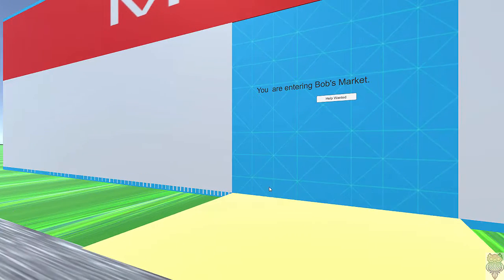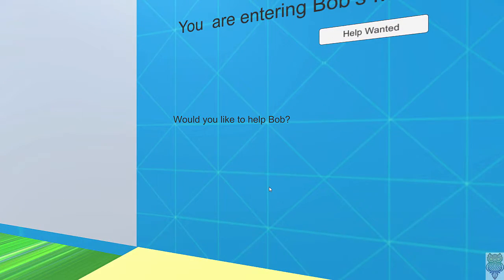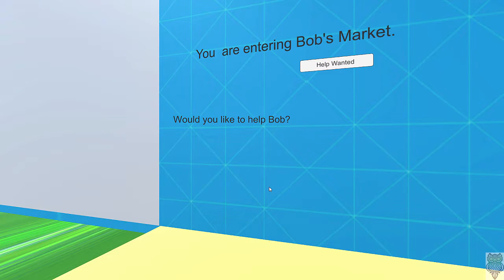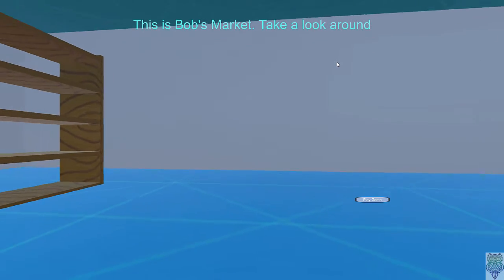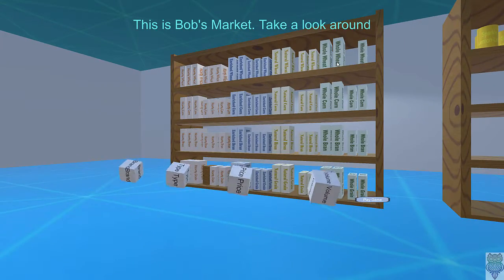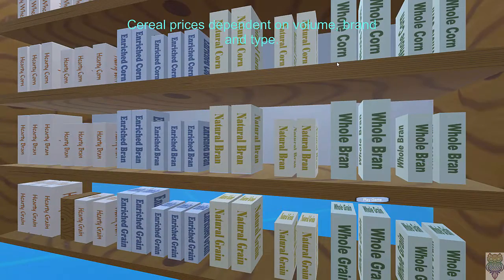Now you can go in Bob's Market. If you want, you can go in and look around. But if you want to help Bob, then it'll take you to Bob's Market. Same building, same items on the shelf, but this has information. So you can go and read the information.